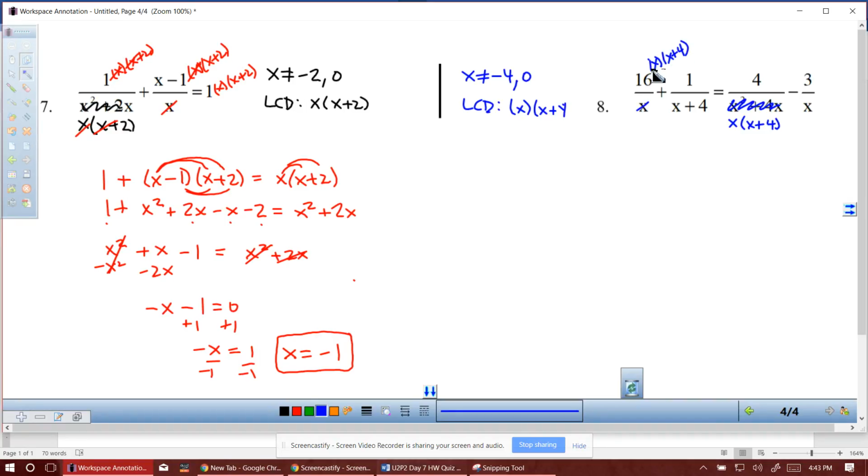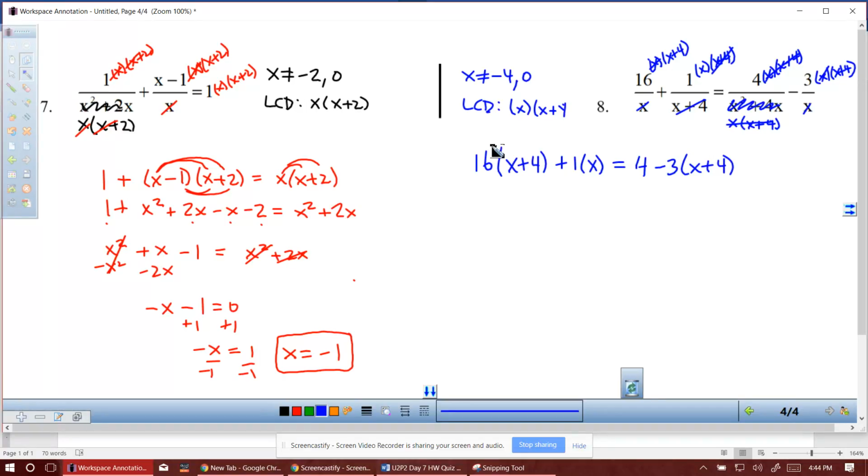So starting with the 16, the x's will cross out, and I'll have 16 times x plus 4. Then I'll do my second term, x times x plus 4. So here the x plus 4's cancel, and I'll have 1 times x. And I have an equal sign. I'll multiply by x times x plus 4. And here everything cancels, and I'm just left with the number 4. And then lastly, x times x plus 4. And here the x's cancel, and I have a minus 3 times x plus 4.